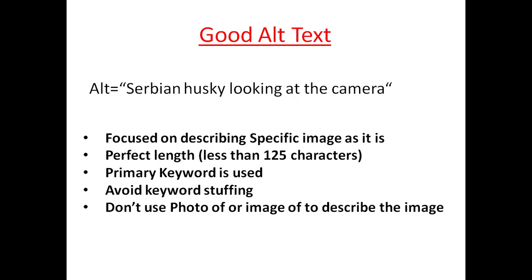And the last and the most important mistake to avoid while giving a good alternative text is to avoid using words like photo of or image of to describe the image. So instead of Siberian Husky looking at the camera, you are giving the alt text as photo of or image of Siberian Husky looking at the camera. Don't do that, it is not recommended, because Google already knows that it is an image, and you just have to describe it as it is.